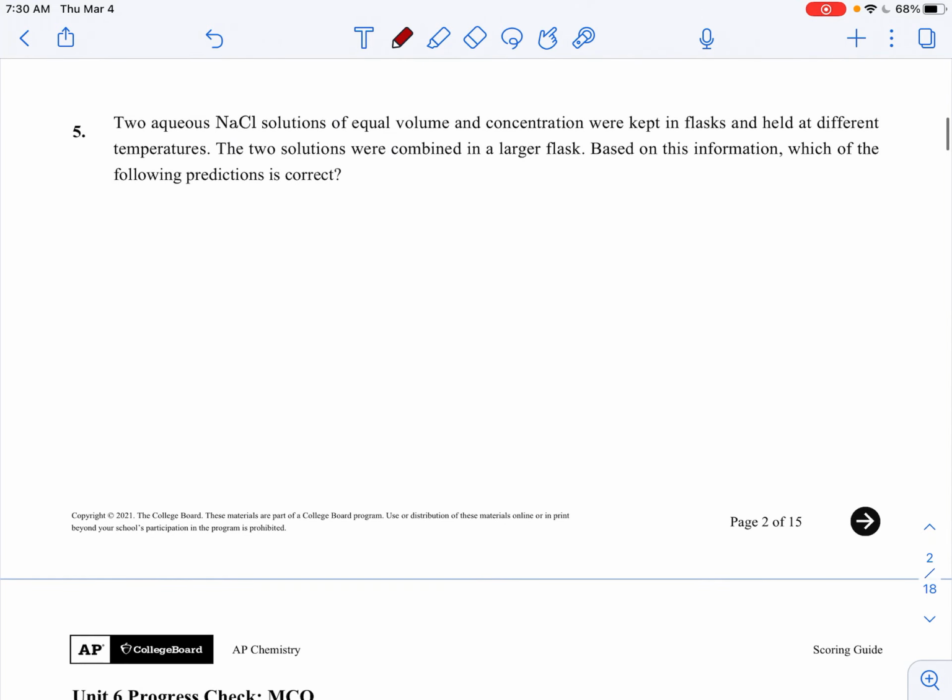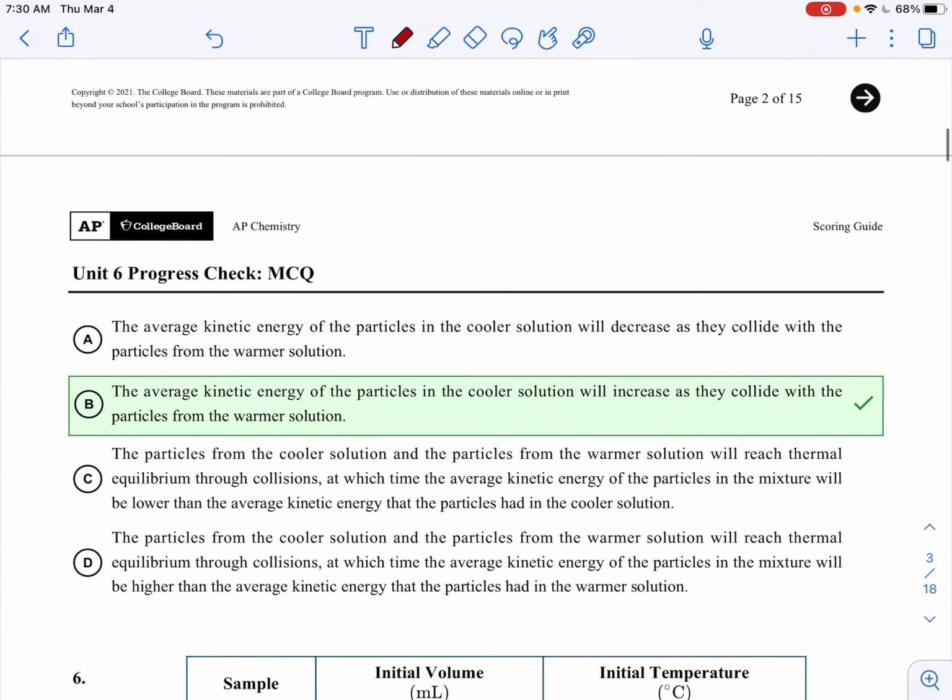Okay, number 5, it says 2 aqueous solutions of sodium chloride of equal volume and concentration were kept in flasks and held at different temperatures. The 2 solutions were combined in a larger flask. Based on the information, which of the following predictions is correct? So 2 different sodium chlorides, one was, say, warmer and one was colder because they were at 2 different temperatures, and then they were mixed. So we need to see what these different things are proving.